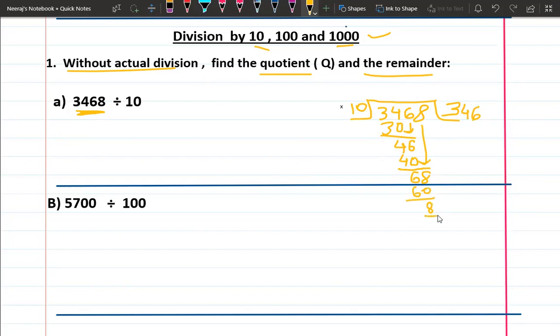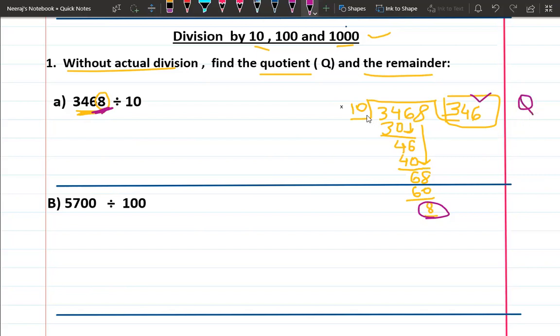So you have to continue the process of division like this until you are not getting a remainder. So here we have got the remainder 8. So what does it represent? If we compare the quotient and the remainder with the given problem, 3468, I'm changing the color of the pen so that it is clearly visible to you. The last digit 8 is the remainder, and the rest of the digits represent the quotient.